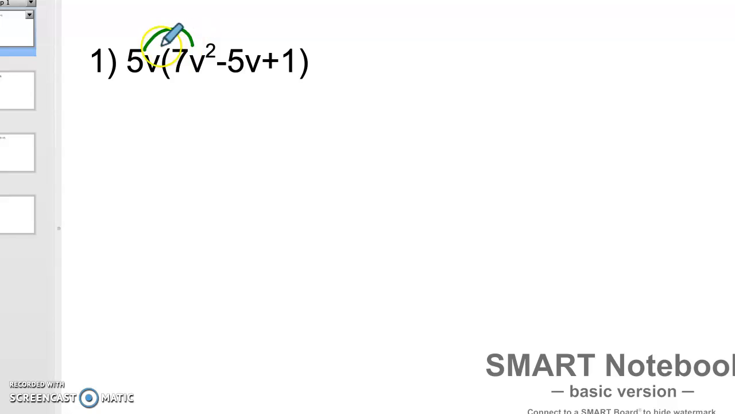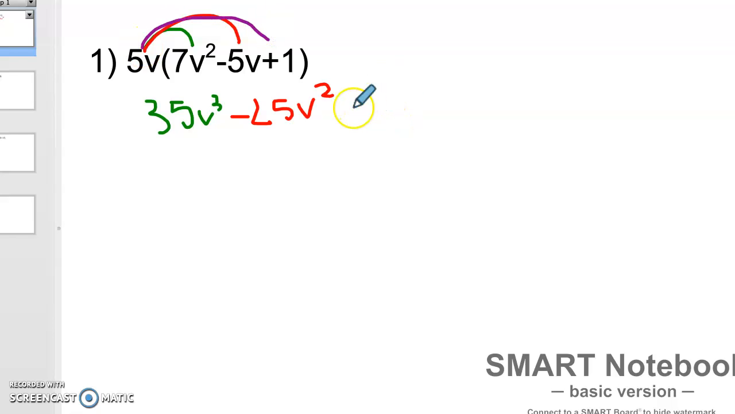I always deal with the coefficients first, so 5 times 7 is 35. And then v times v squared is v to the third. You add the exponents of 1 and 2, and that's 3. Then we distribute 5v to negative 5v. 5 times negative 5 is negative 25. And v times v is v squared. And then we distribute one last time, 5v to positive 1, which is just going to be positive 5v.